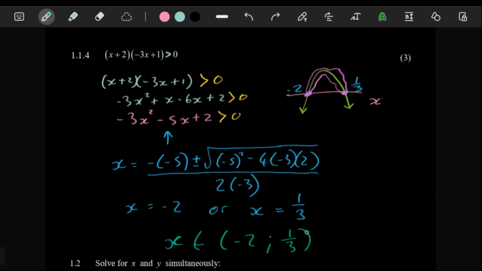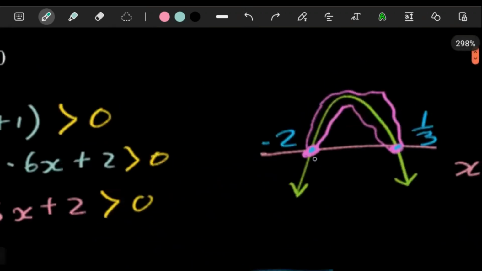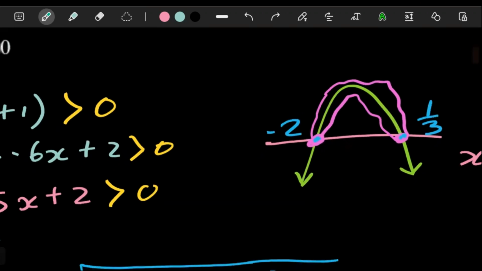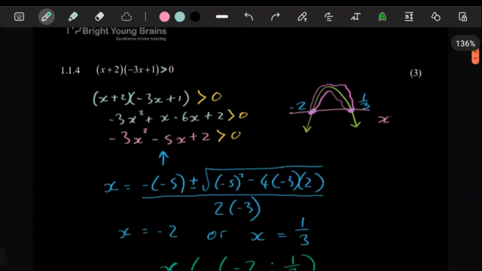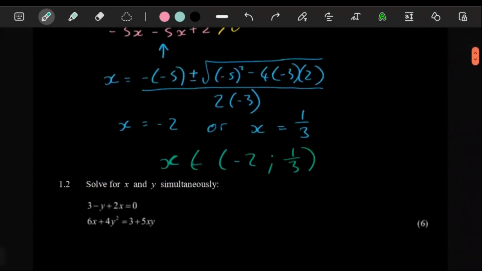Same for this side, we also put a round bracket because specifically at -2 and specifically at 1/3, the graph is equal to 0. It's not above 0. It only starts being above 0 just when the x values go higher than -2. That's when it starts having y values above 0, until an x value just before 1/3. So that is that. Let's move on to the next question.